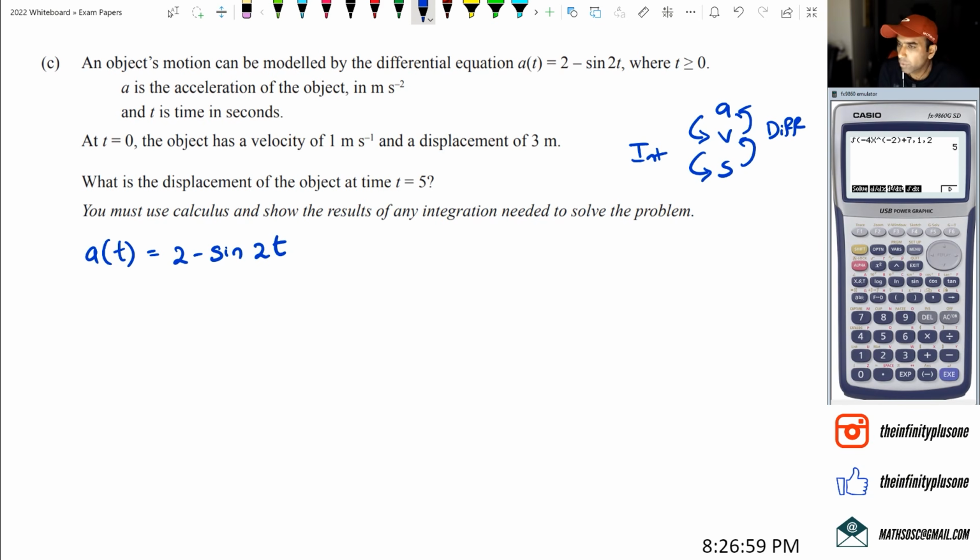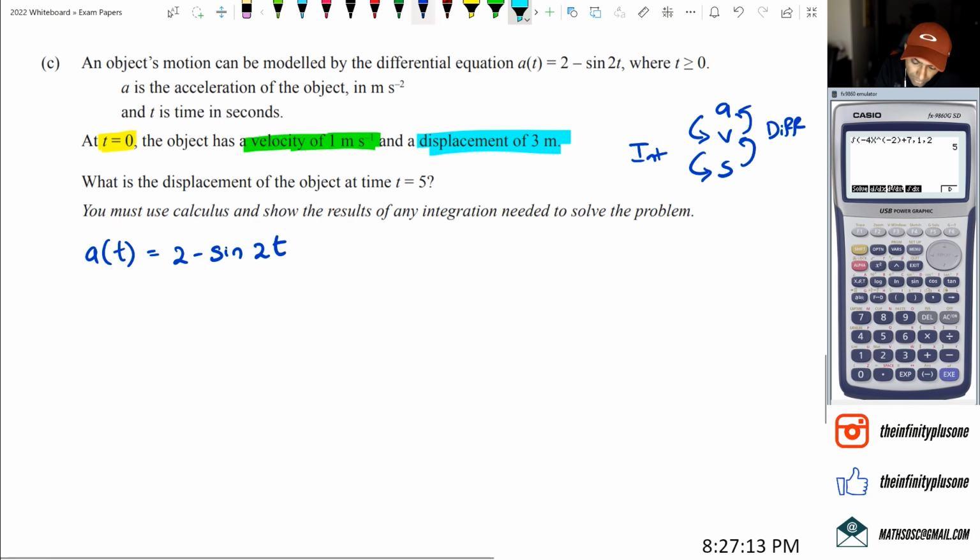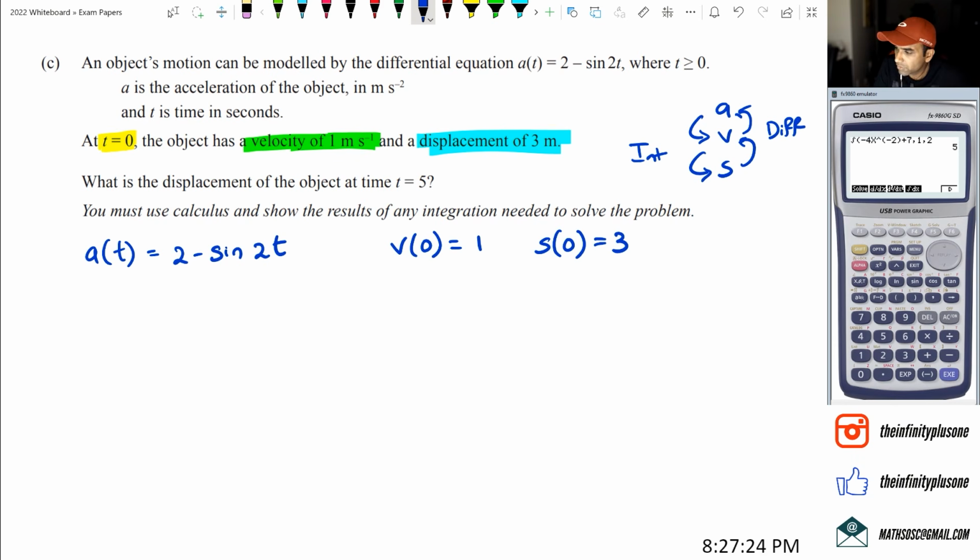Now there's a couple of interesting points that have been given to us. When t equals 0, velocity is 1 meter per second and displacement is 3. If we write this as a formula, you can say v of 0 is equal to 1 and s of 0 is equal to 3. Of course, these will come in handy because the question is asking what the displacement of the object is at t equals 5. So the question is asking what is s of 5.